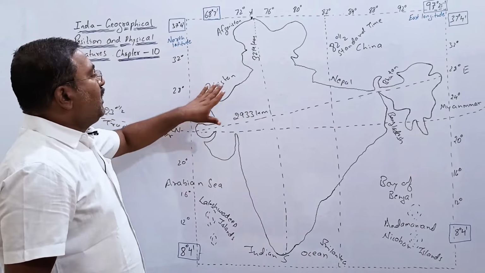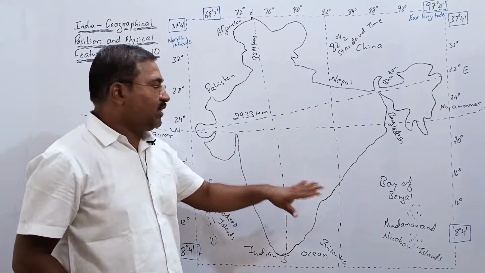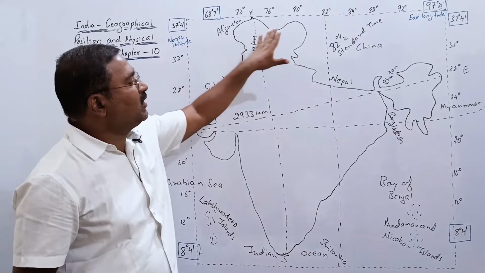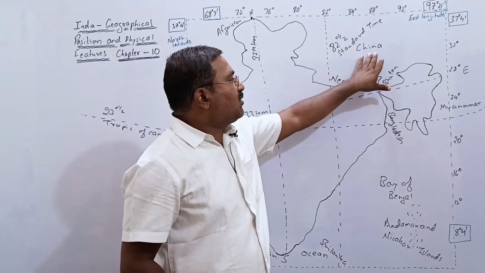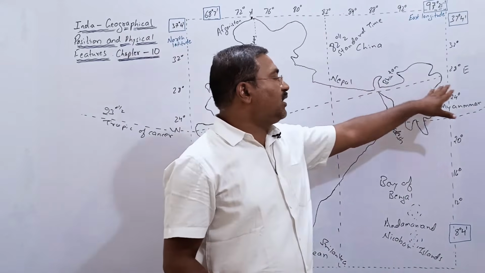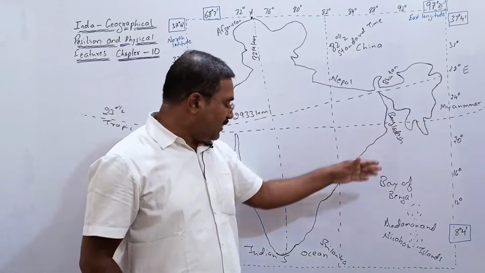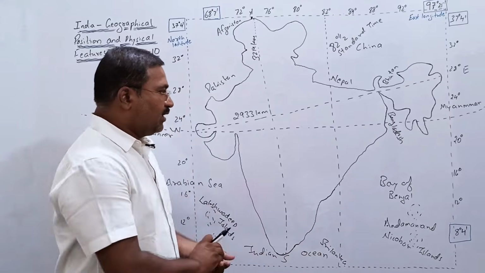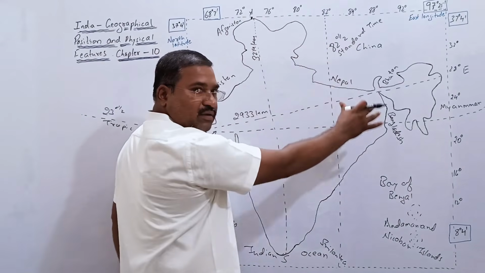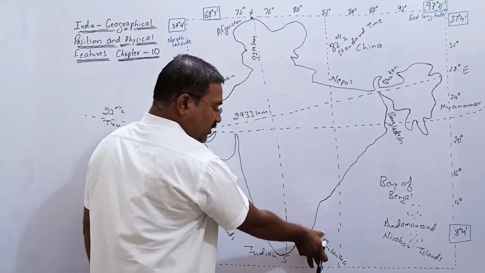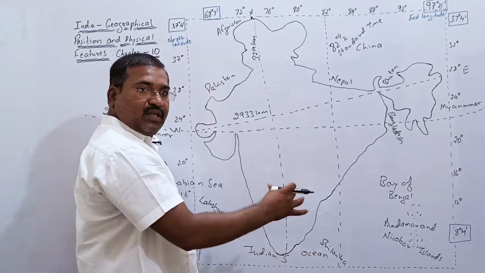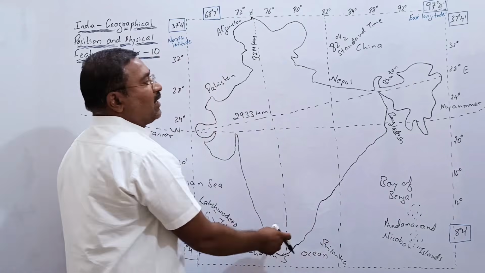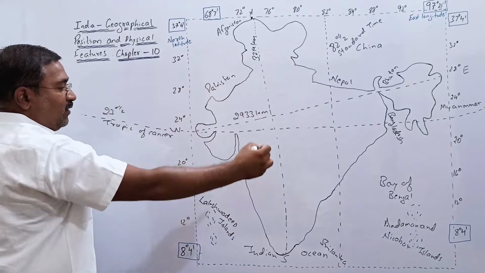So near about 8 neighboring countries we have. Here towards the northwestern part Pakistan, towards the northern part Afghanistan, towards the northeastern part China, Nepal, Bhutan, eastern side Myanmar, Bangladesh, and down south we have the country called Sri Lanka. If you look at all those, they all are our land boundary. Only what remains? Sri Lanka. We have a sea boundary between India as well as Sri Lanka.